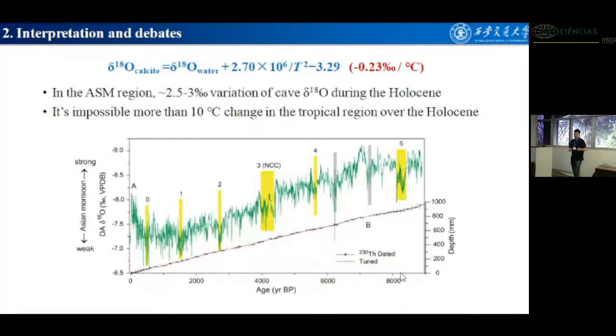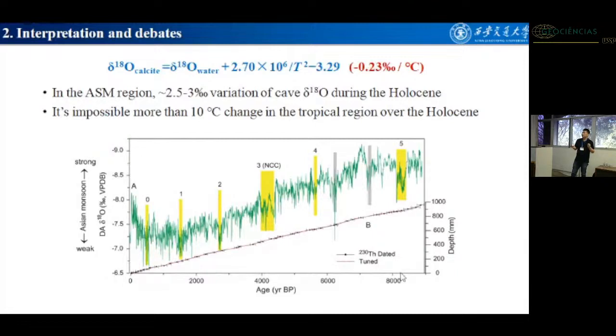Actually, when the calcite forms, the calcite-water fractionation is controlled by the temperature. From the equation, we can see that inside the cave, when the temperature increases 1 degree, the speleothem delta 18O will decrease about 0.2 per mil. So for the Asian summer monsoon region, over the Holocene period, there are about 2.5 to 3 per mil changes.